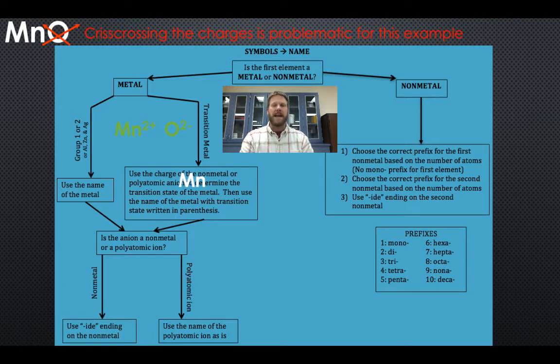So anyway, we have manganese 2+. We're going to represent that 2+ with a Roman numeral 2 after the name. So this is manganese 2. Oxygen is a nonmetal. We change the ending to IDE, so it's oxide. This is manganese 2 oxide.